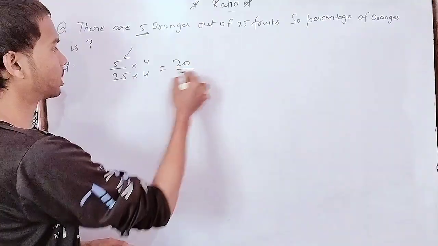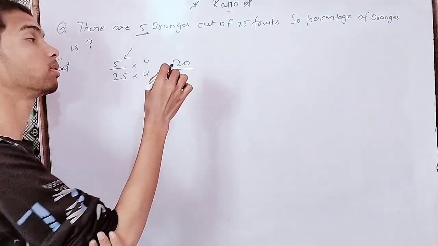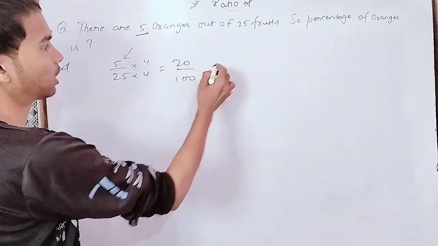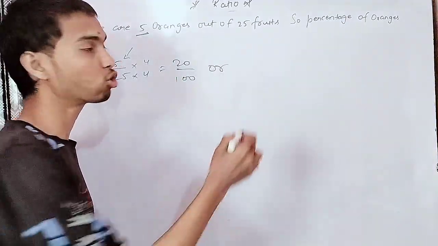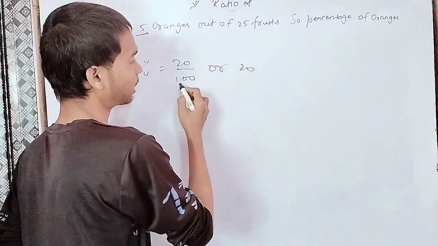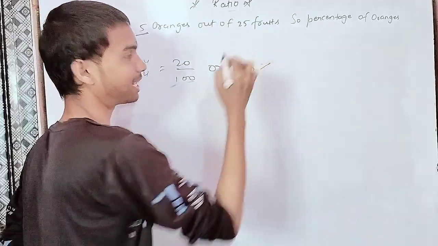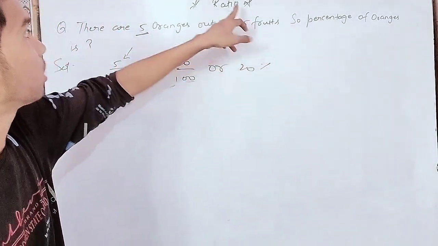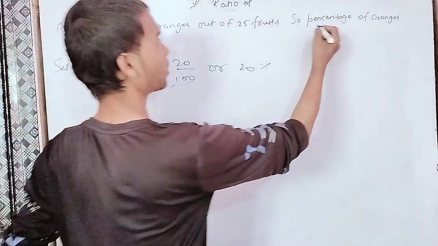Now 5 fours are 20 and 25 fours are 100. The denominator is 100, and it can be written as 20, and in place of 100 we write this sign, which is for percentage.